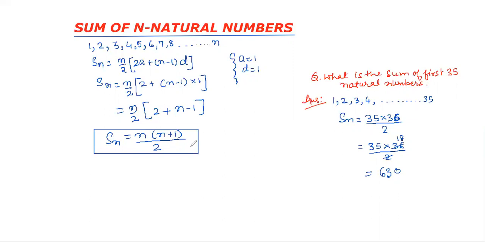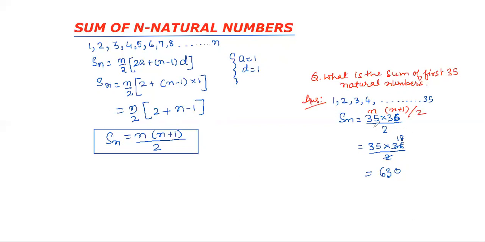Now let's learn how to use this formula for finding the sum. Suppose I want you to find the sum of the first 35 natural numbers. So children, these are the natural numbers up to 35. Now Sn will become n. What is n here? n is 35 and n plus 1, that means this is 36. So n into n plus 1, divided by 2.